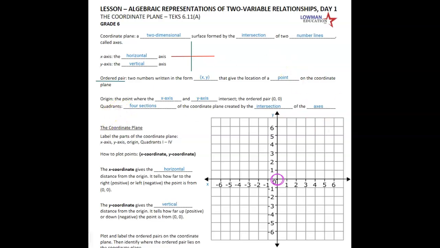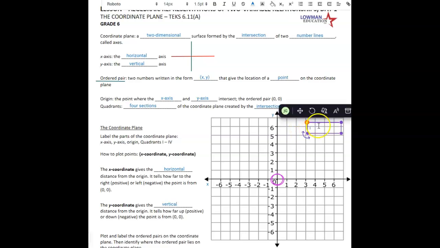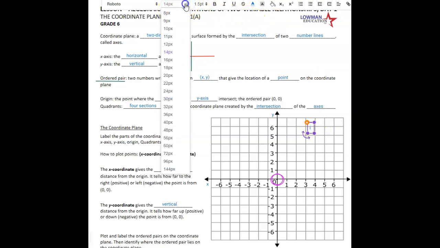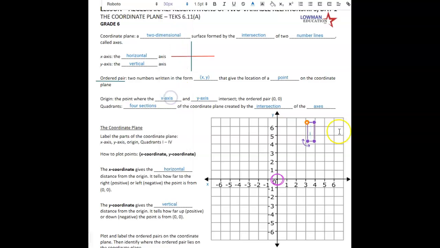Now, the coordinate plane is also broken up into 4 sections called quadrants, and we use Roman numerals to label and number them. So the first quadrant that we have is quadrant 1. So we're going to give it a little Roman numeral of an I. Working to the left, we are going to go counterclockwise. I'm going to move these numbers up so you can see them a little better. So we have quadrant 1 starting in the top right corner.